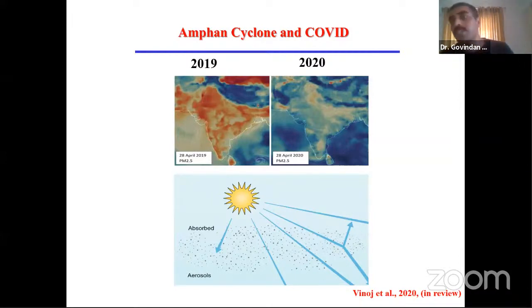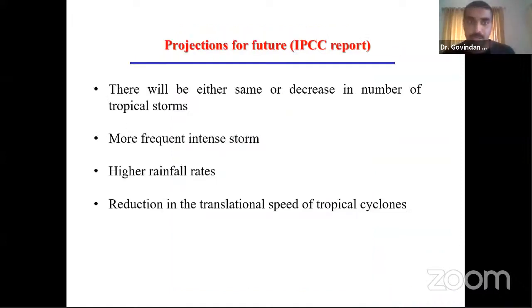So it has some connection with the COVID lockdown. So what do we expect in the future? We can expect that there will be either the same or a decrease in the number of tropical storms. So the number of tropical cyclones will not increase, it will either be the same or decrease. But when a cyclone forms, you are going to see more intense and frequent intense storms. So the intensity of the storms will be very strong, and it is having higher rainfall rates.